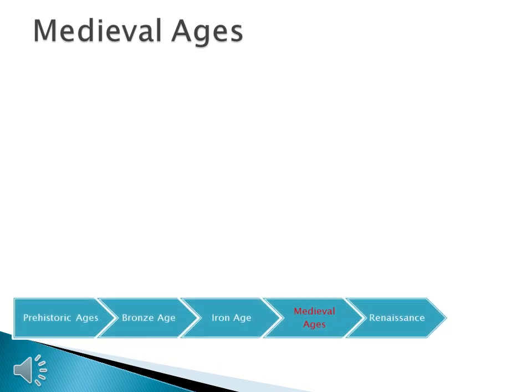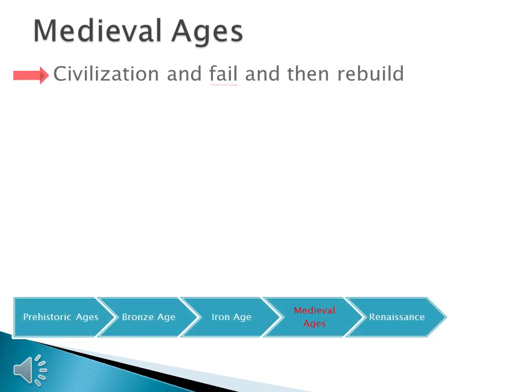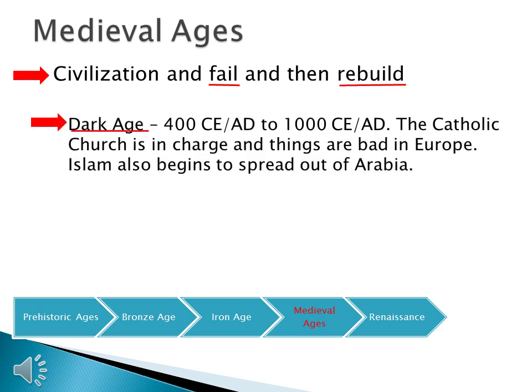The two ages in the medieval era show us how civilizations fail and how they start to rebuild. The Dark Age is the part where we see how civilizations fail. Dark Age runs from about 400 CE to about 1000 CE. During this time, the Catholic Church is in charge, but besides that, everything else is chaos, and things are really bad in Europe. We also see Islam form and begin to spread out of Arabia.